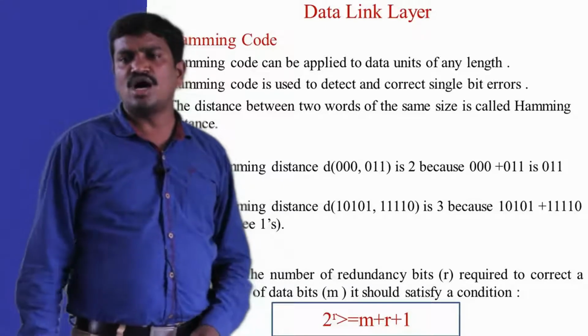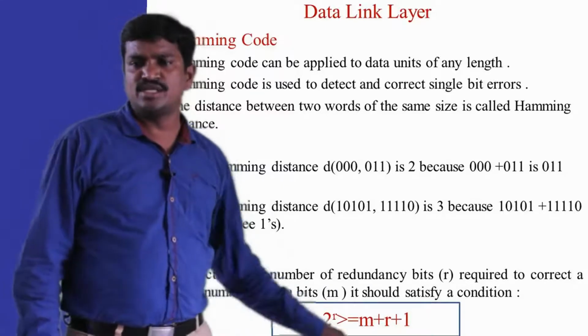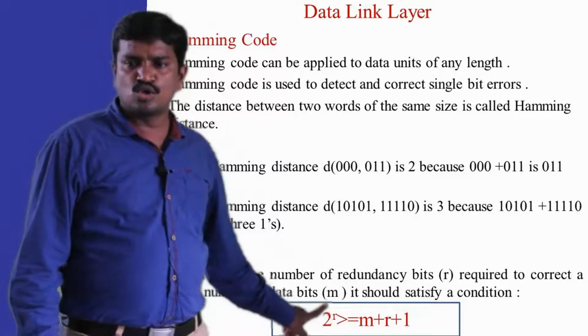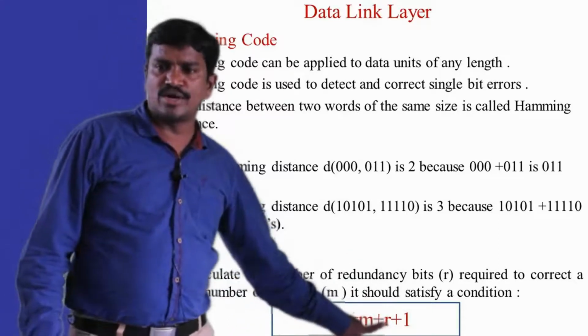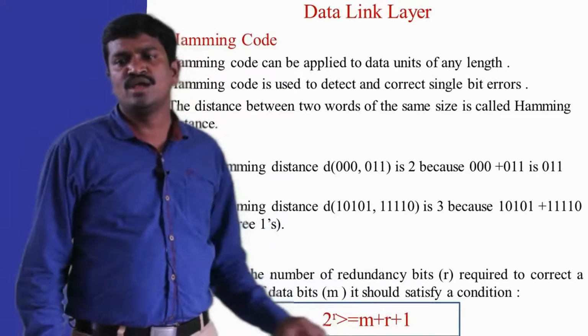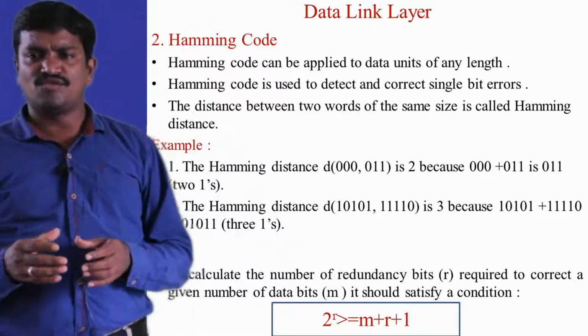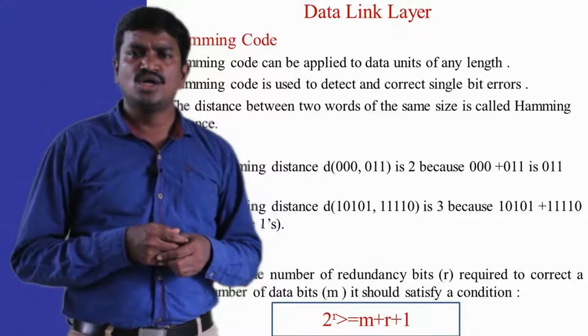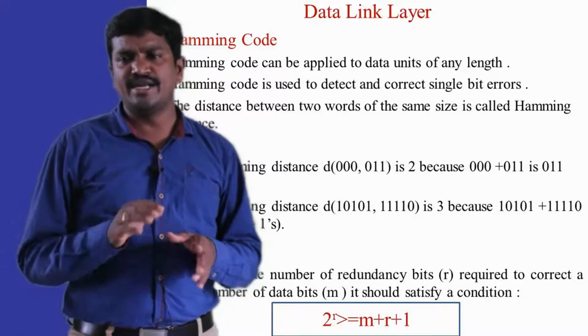Then on which r value is this going to satisfy the equation? If m value is 1, let us say r value is 2. 2 power 2 means 4. So m value is 1, r value is 2, and 1 is already there. So it is 4. 4 is greater than or equal to 4. So when you have a data word of size 1, you require two redundant bits in Hamming code.